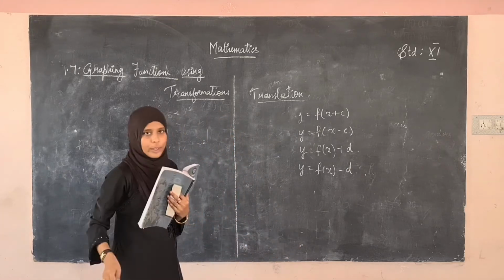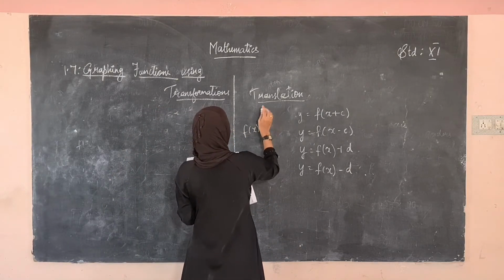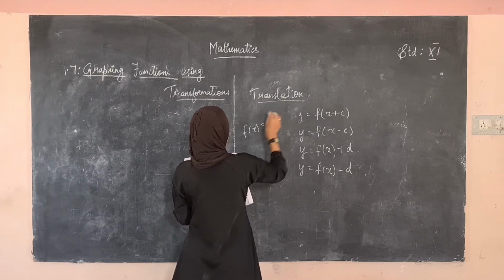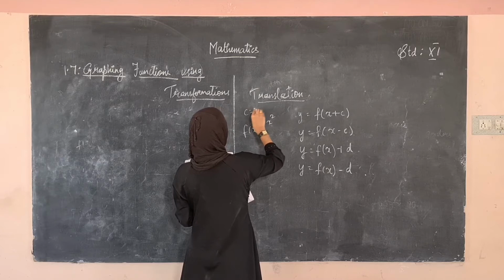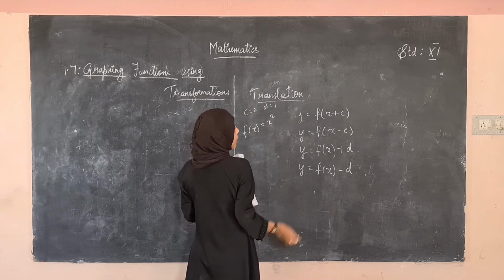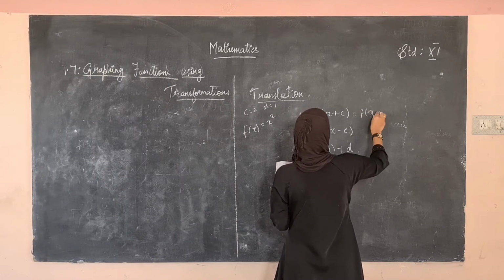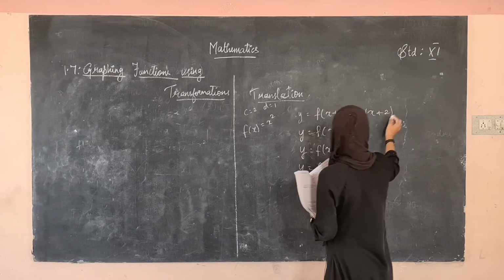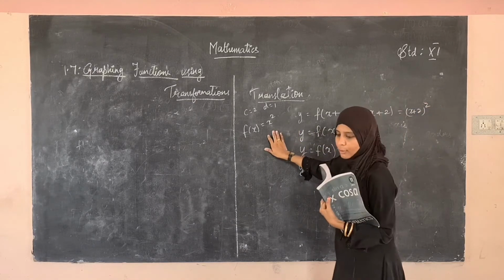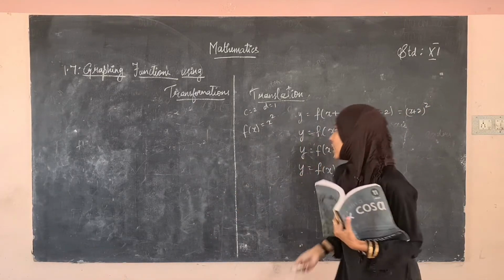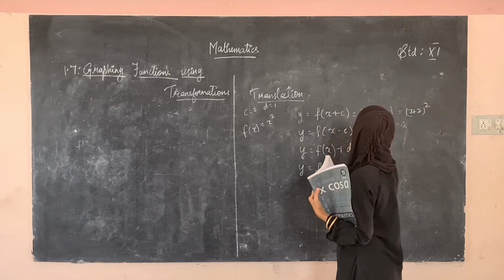See, these are all different, right? Now let us take f of x is equal to x square. Take c is equal to 2 and d is equal to 1. So f of x plus c means f of x plus 2. They have given us f of x as x square, so f of x plus 2 is x plus 2 the whole square.